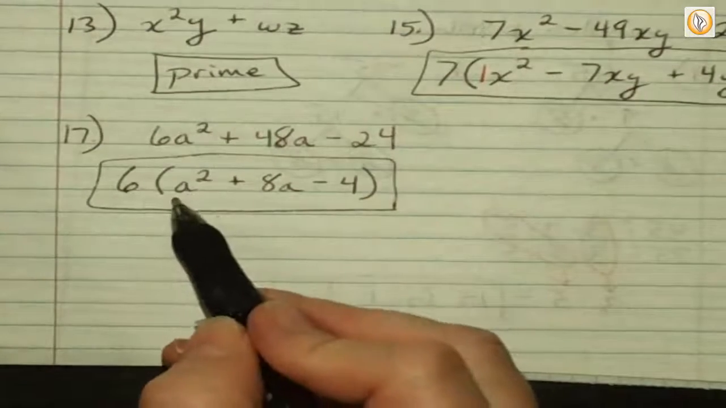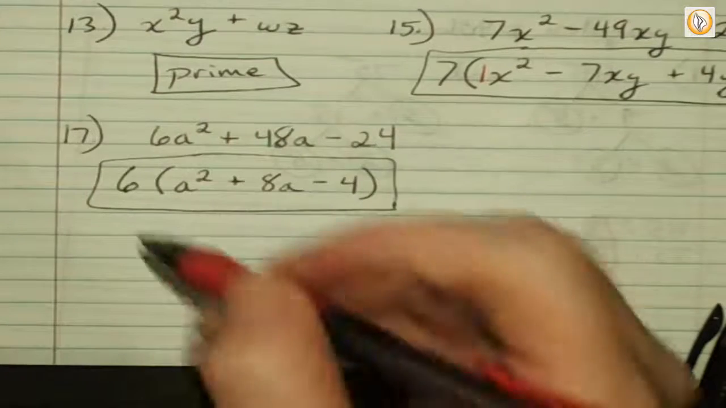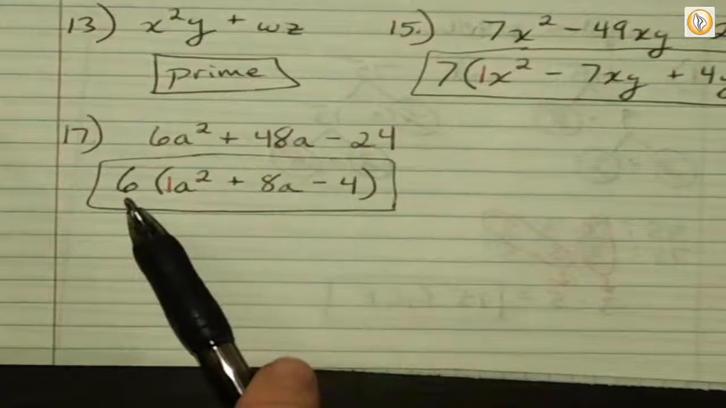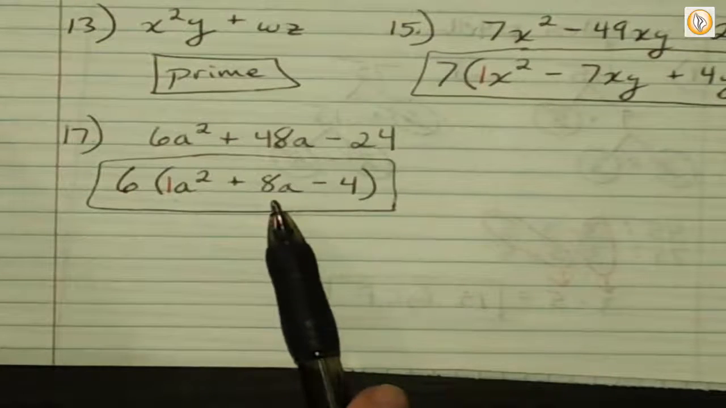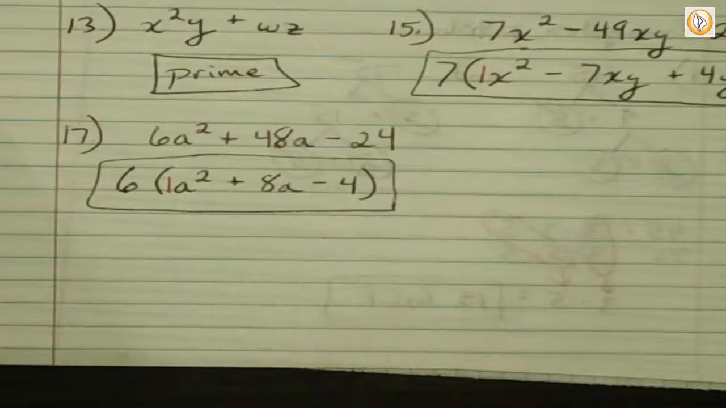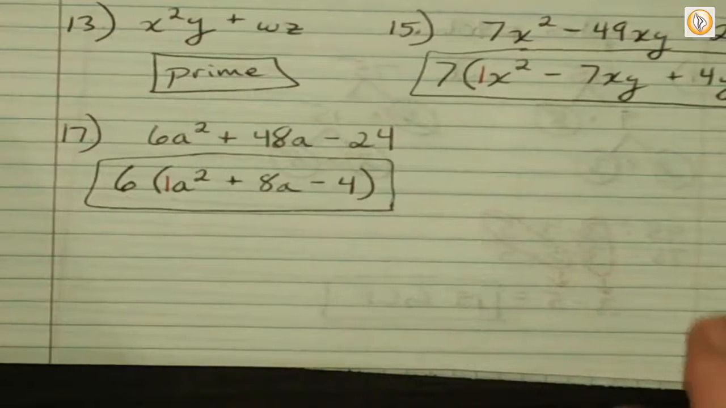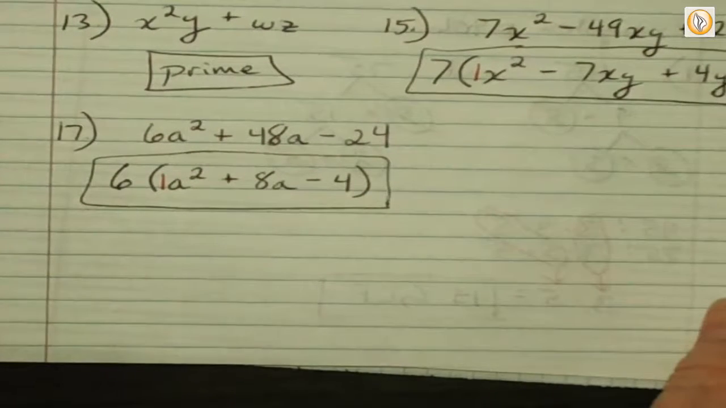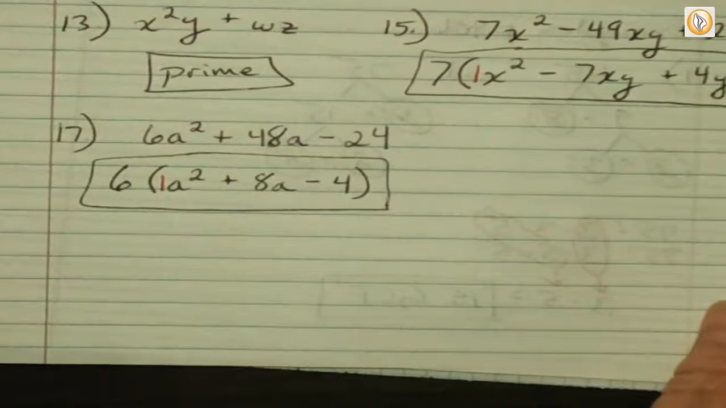6 divided by 6 is 1. And if you feel better, you can put a little 1 there. 48a divided by 6 is 8a. Negative 24 divided by 6 is negative 4. Any questions? Do we feel a little comfortable now to move on to some letters? Okay.